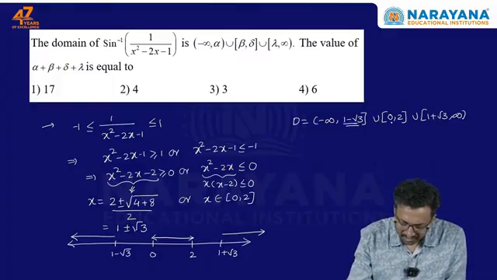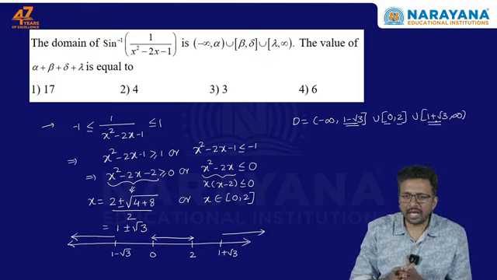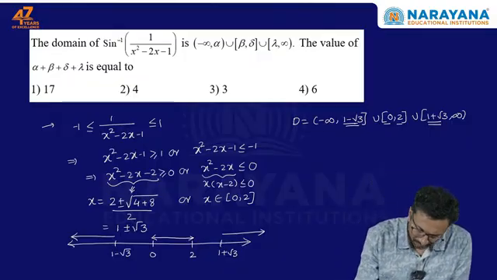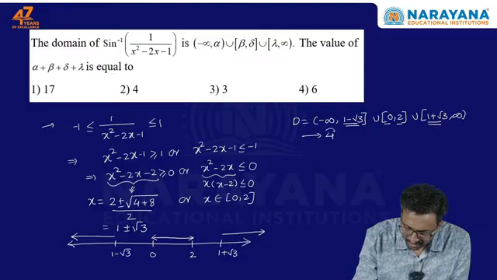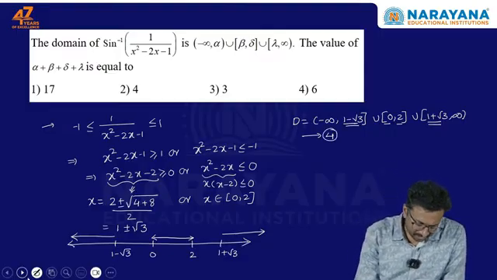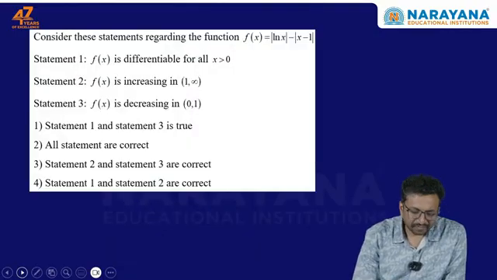So these values are alpha, beta, gamma and delta. So they're asking you alpha plus beta plus gamma plus delta. So obviously it is equal to 4, right? So alpha plus beta plus gamma plus delta is equal to 4. So let's go to the next question.